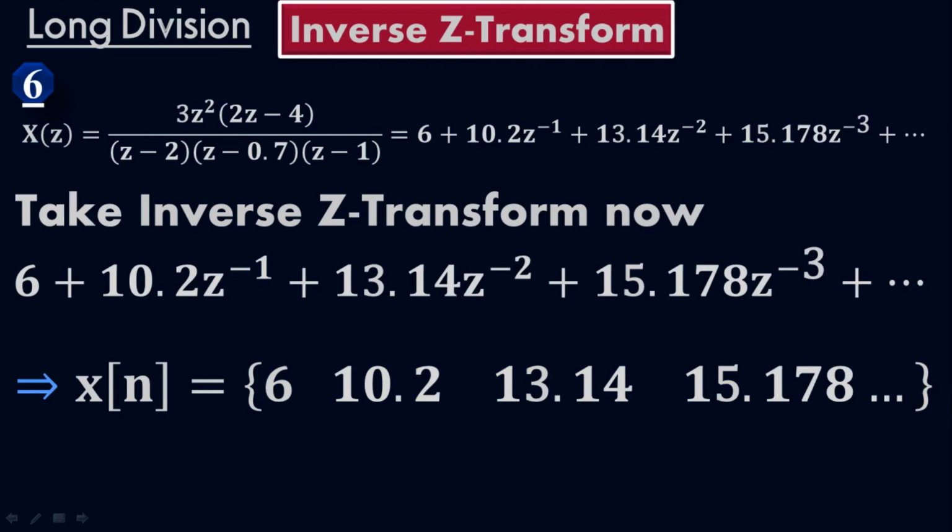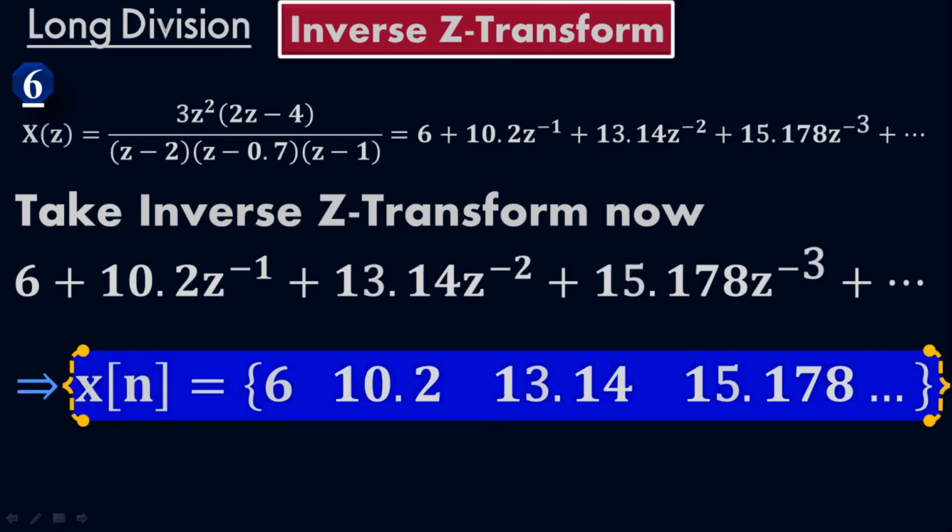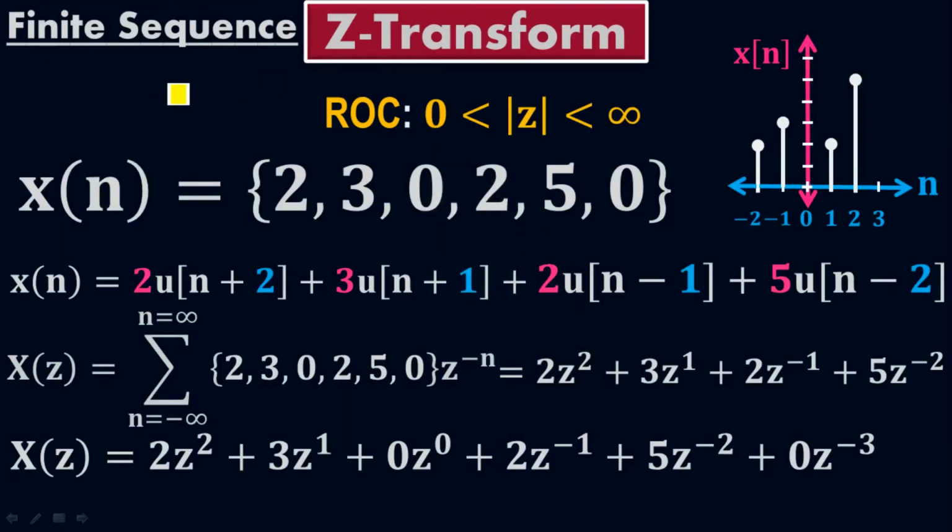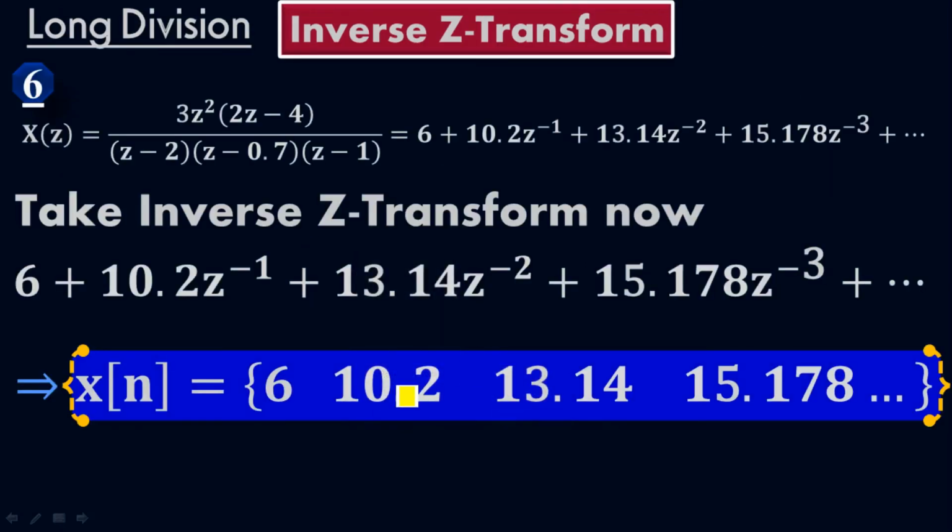There we got finally the signal in the time domain by using the long division method. Look, we have done this in the finite sequence section. The z transform of the time domain signal is 2 times z squared plus 3 times z to the 1 plus 2 times z to the negative 1 plus 5 times z to the negative 2. So its time domain format will be this. These constants will be the amplitudes of the signal. Here the signal is in frequency domain. Its time domain will be in this shape. Just put the constants as the amplitudes of the signal. And that's what we did here. So now x of n is in the time domain.